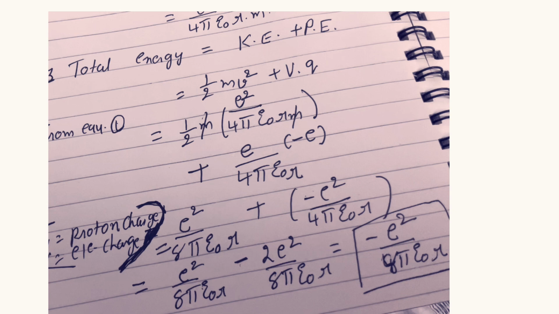Numerator will be e square minus 2e square, meaning x minus 2x. So our result will be minus x. So the result will be minus e square upon 8 pi epsilon naught into r. And the minus sign denotes that the electron is bound to the nucleus.